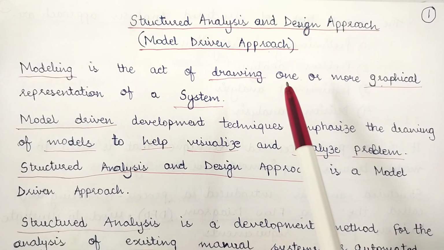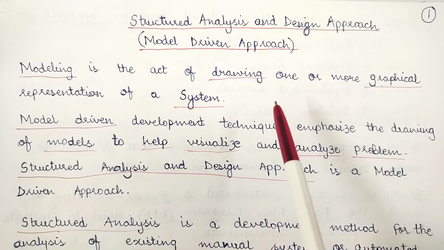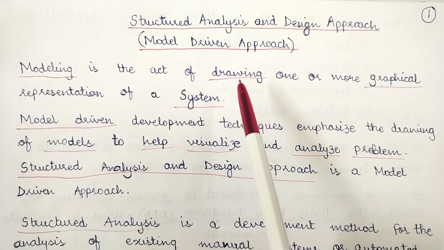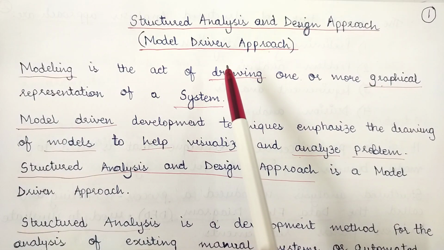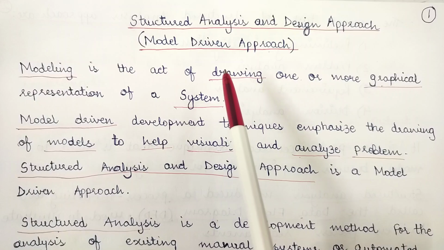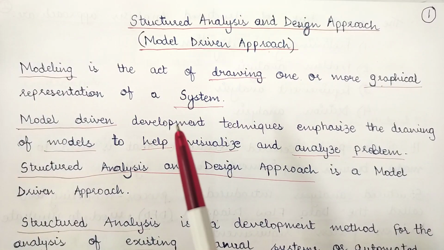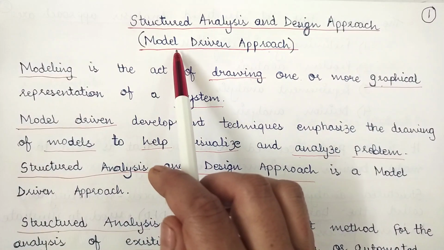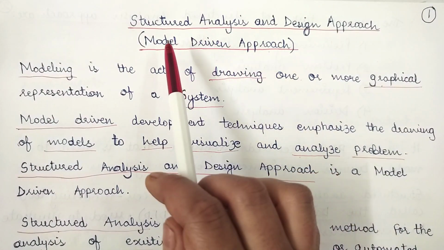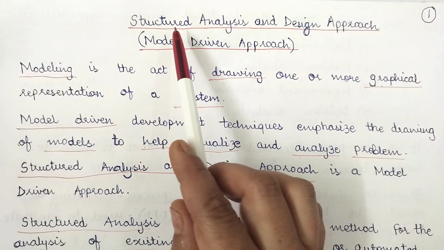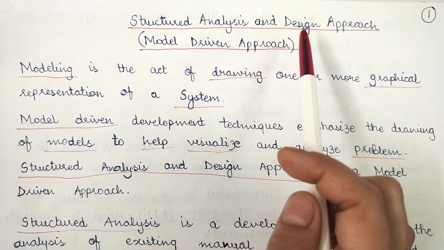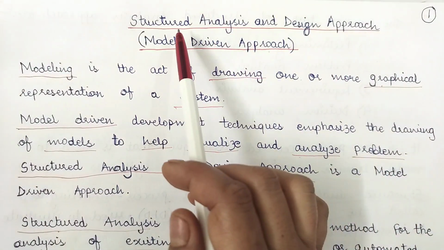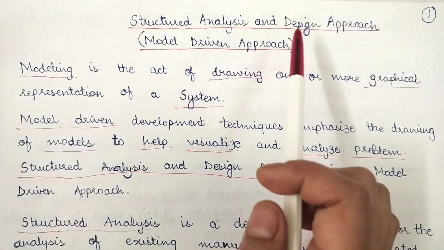So basically we are continuing the previous video wherein we saw an overview of the three approaches for development of information system, and from today we are going to study each and every approach in detail. So the next upcoming two videos will also cover the remaining two approaches in detail. For today, we are going to cover the model-driven approach in detail. Now the model-driven approach is also known as the structured analysis and design approach. You can either call it the model-driven approach or you can call it the structured analysis and design approach.